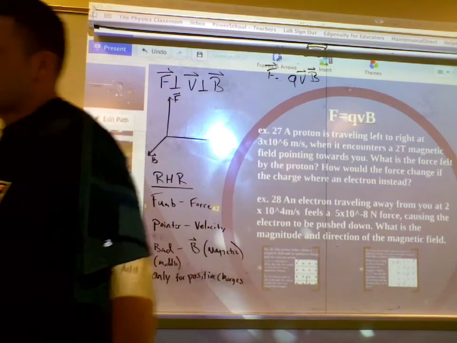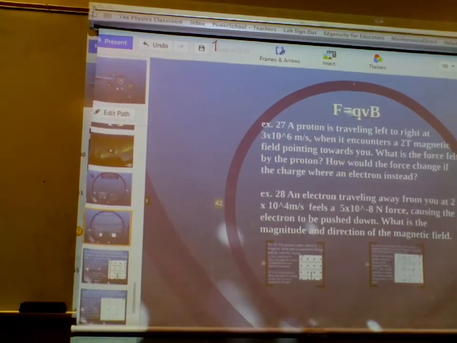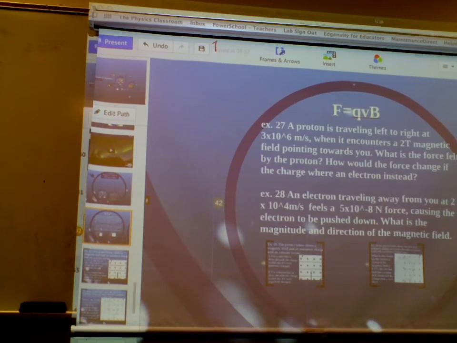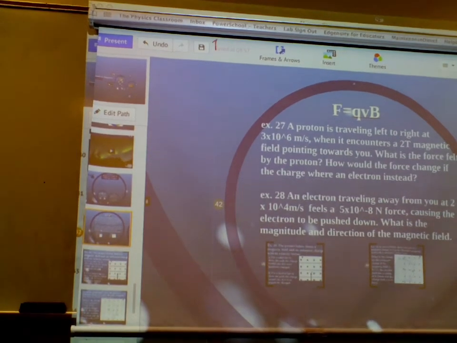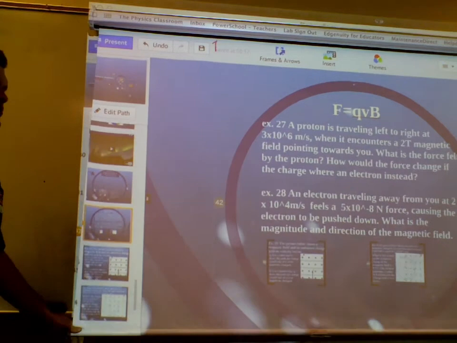Guys, example 27. A proton is traveling left to right at 3 times 10 to the 6 meters per second when it encounters a 2 Tesla magnetic field pointing towards you. Okay? What is the force felt by the proton, and how would the force change if the charge were an electron? Now, drawing a picture is very important here.